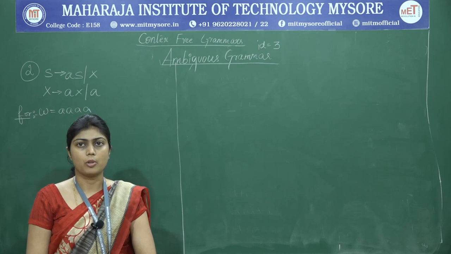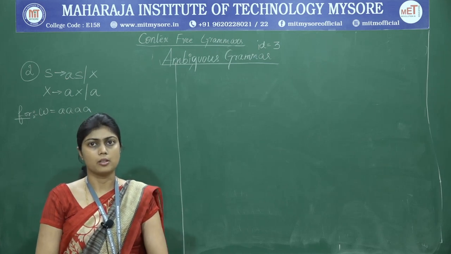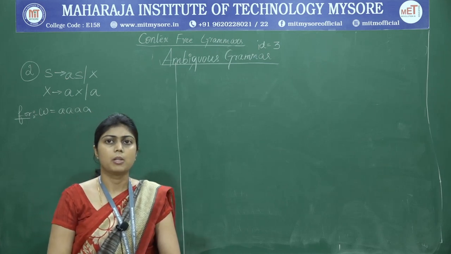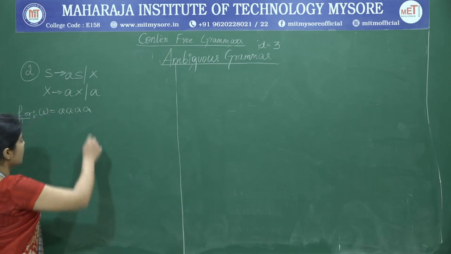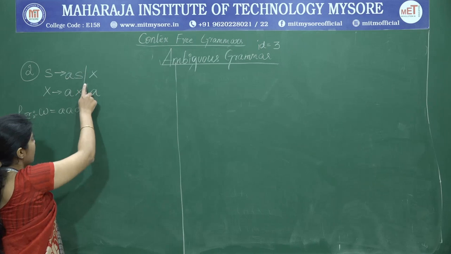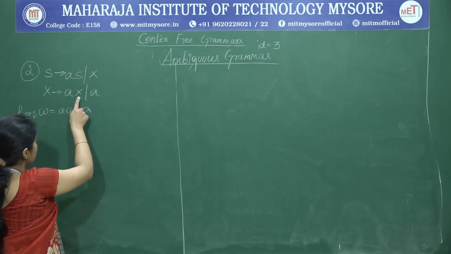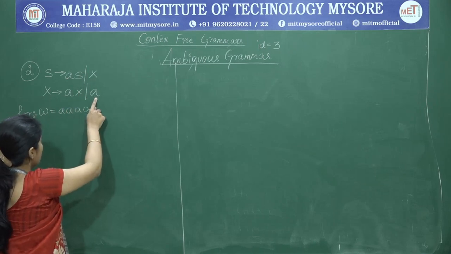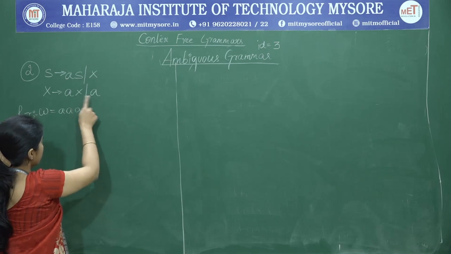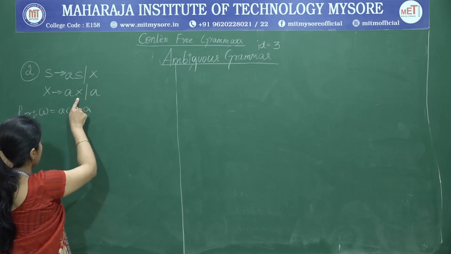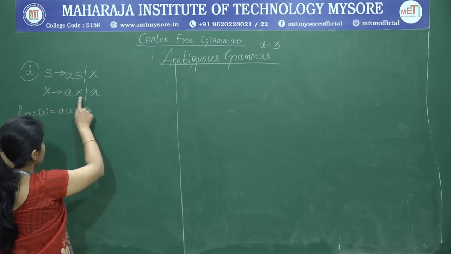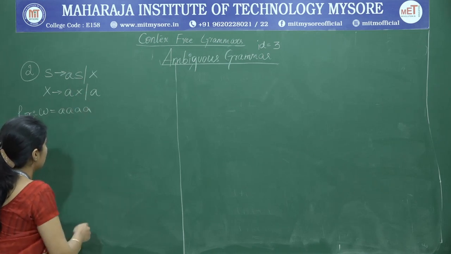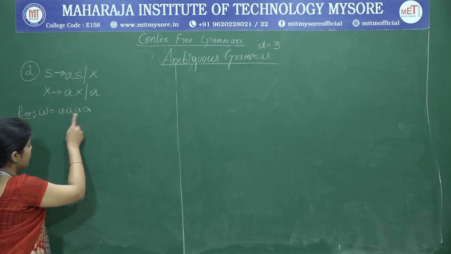We will consider the second problem and find out if the grammar is ambiguous or not. Again, we are aiming at producing two different parse trees. The given grammar is S goes to AS or X, X goes to AX or A. So, X is recursively producing one A or more A's, and the grammar is making sure that at least there is one A in the grammar.